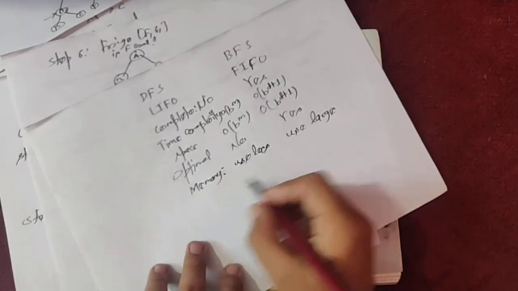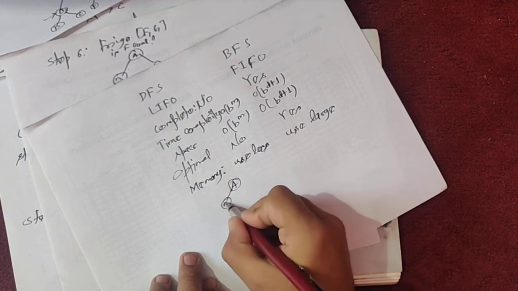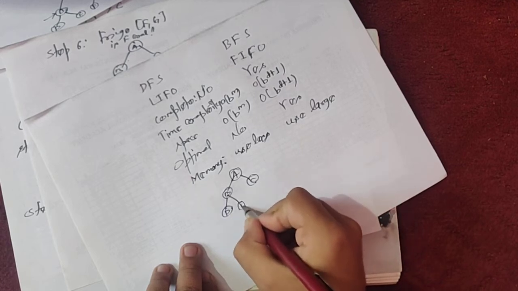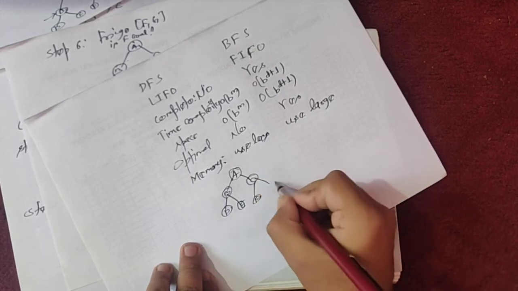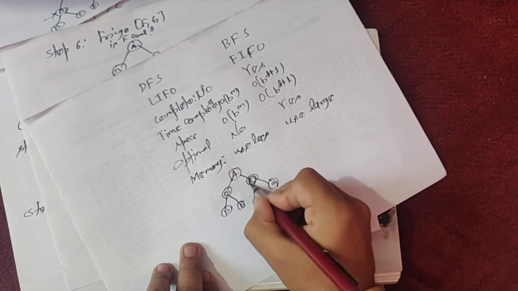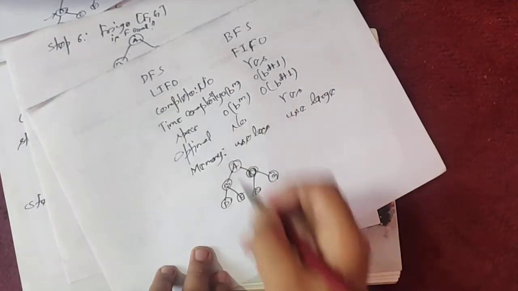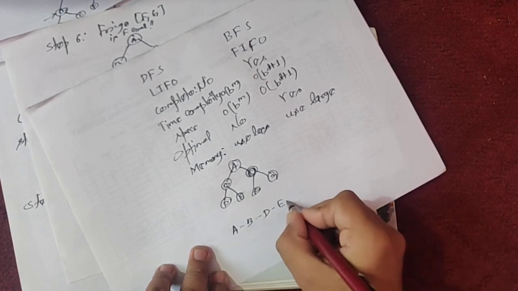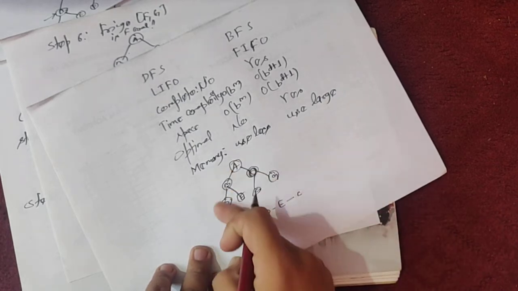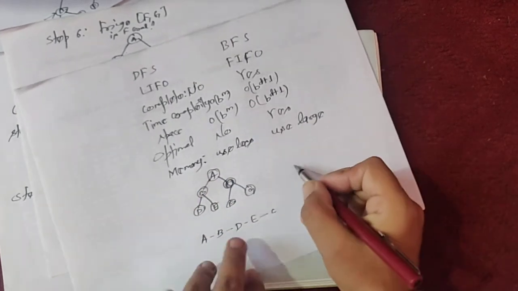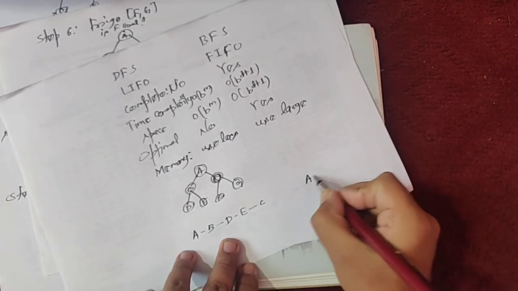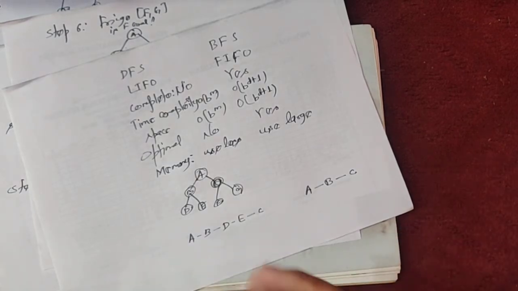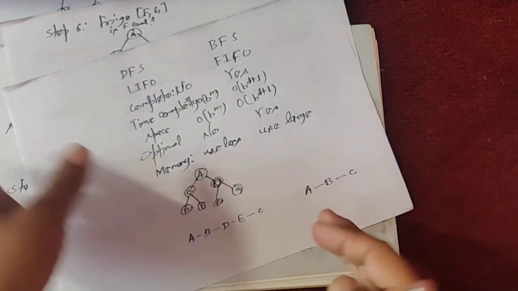Okay, so A, B, C, D, E, F, G. If C is the goal here, in case of depth first, it moves from A to B, B to D, D to E, and only after that C. In this way it moves. But in case of breadth first, it moves to A and B, and then only C. So these are the main differences between DFS and BFS.